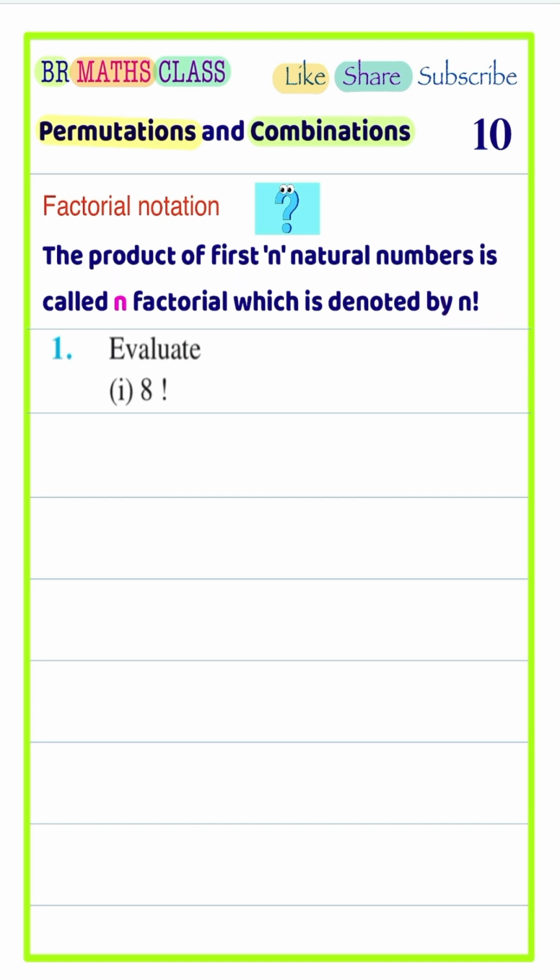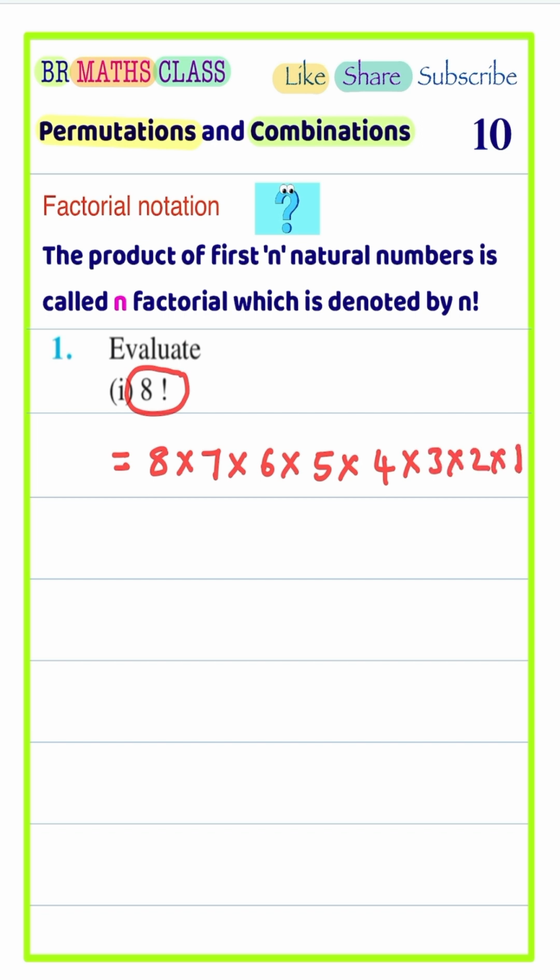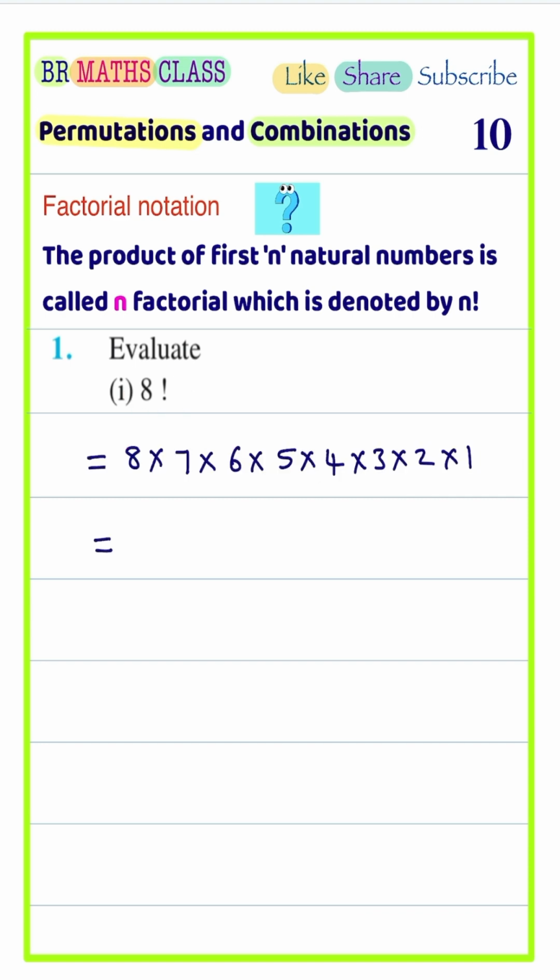You see here, they are asking us to calculate 8 factorial. What is 8 factorial? 8 factorial means the product of the first 8 natural numbers. That is 8 into 7 into 6 into 5 into 4 into 3 into 2 into 1. This is the product of the first 8 natural numbers. If we multiply all these numbers, you will get 40,320. So the 8 factorial value is 40,320.